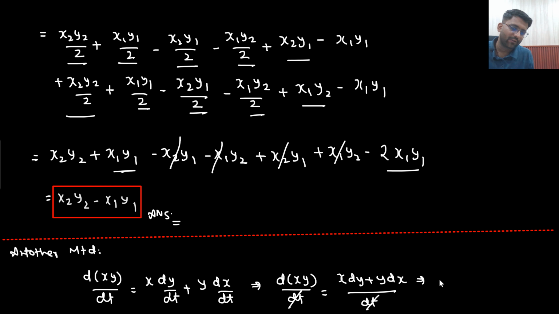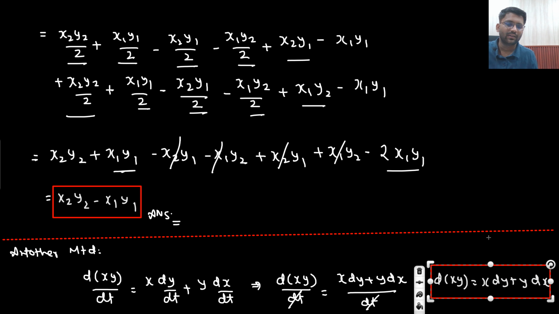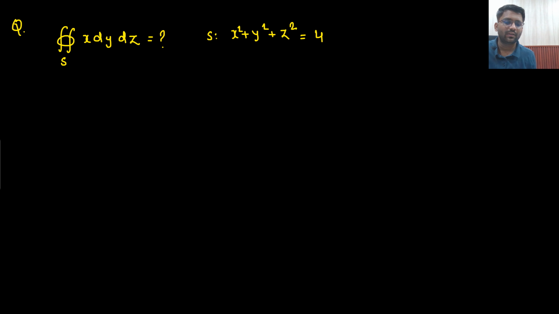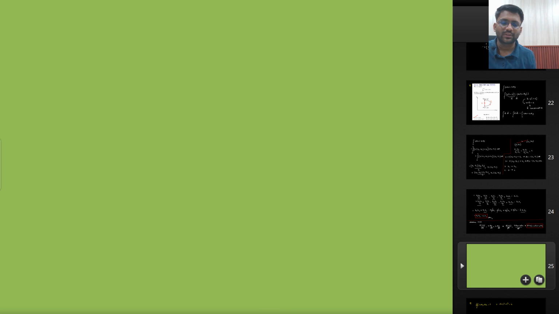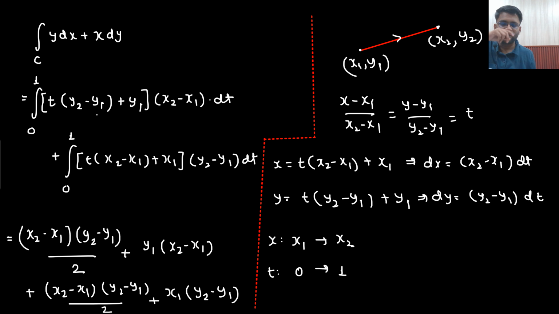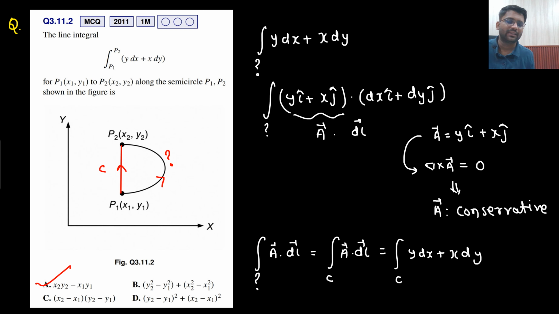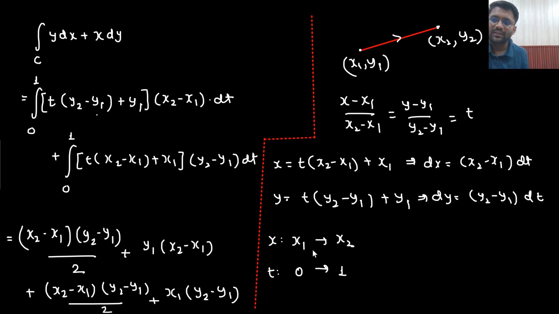So what you are getting from here, sir, d(xy) could be written as x dy plus y dx. This is your d of xy. In this question, what you are supposed to calculate? If you notice carefully, you are supposed to calculate y dx plus x dy over the curve C. Like we have concluded, over the curve C I am supposed to calculate x dy plus y dx.